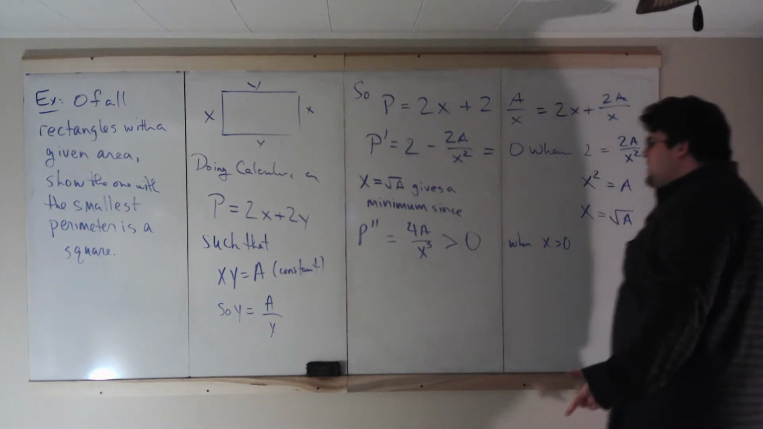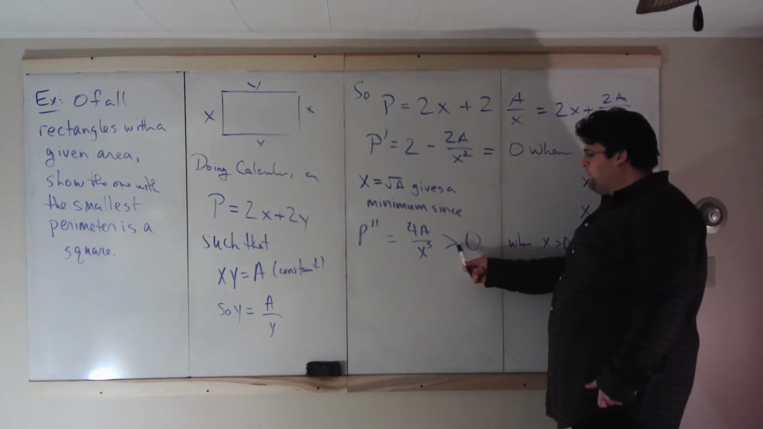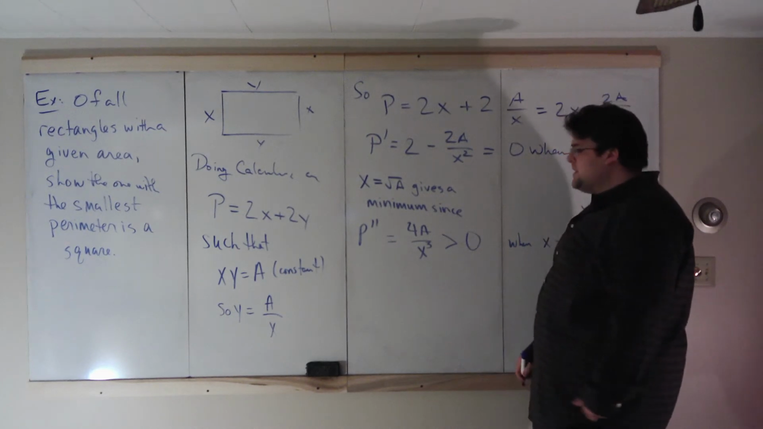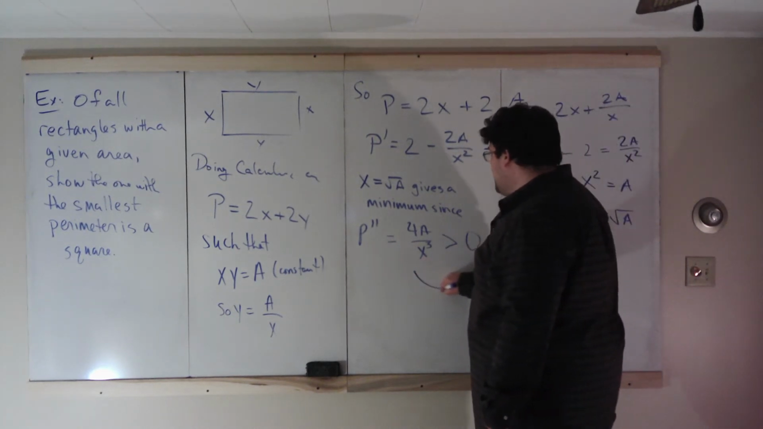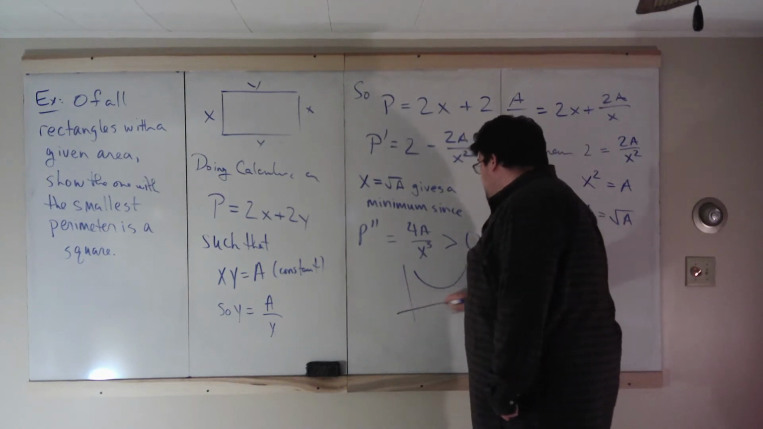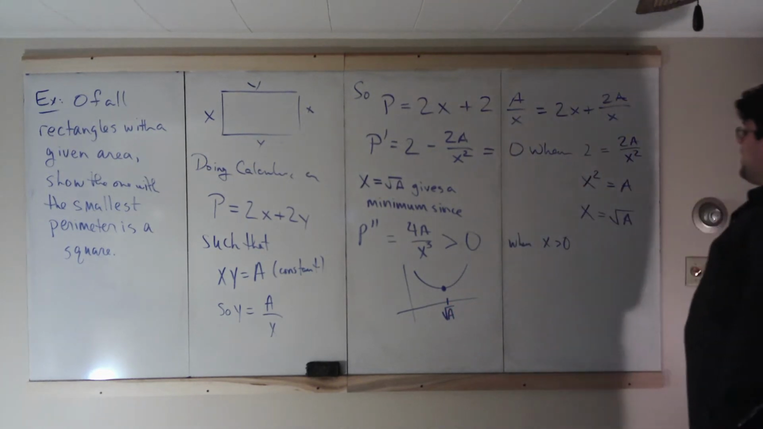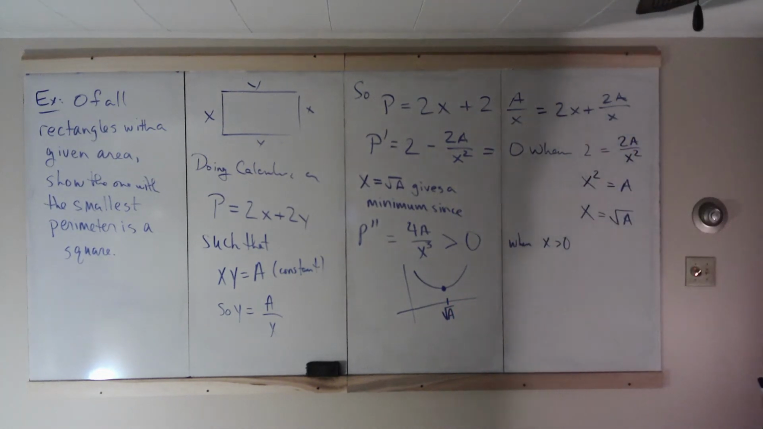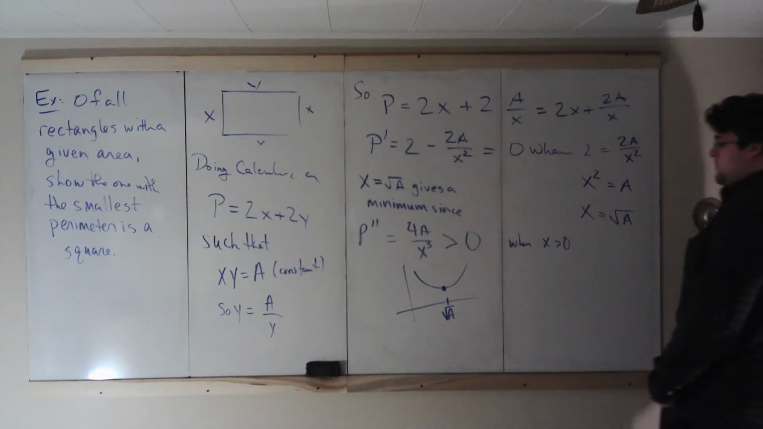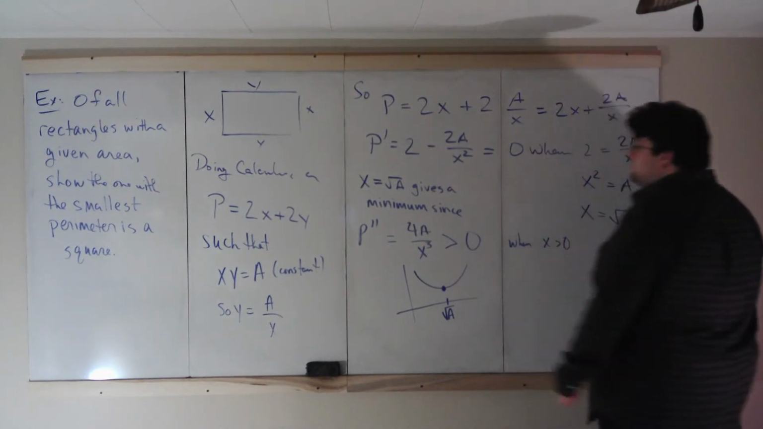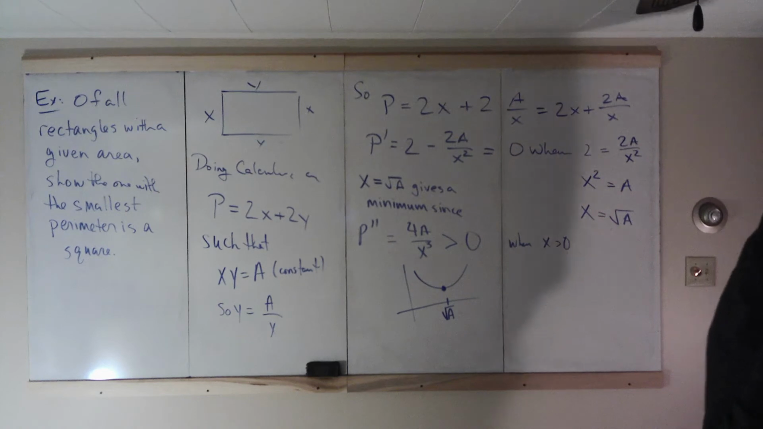Now, why does this give a minimum? Well, this tells us the second derivative is positive. The function is always concave up, which tells us that our critical point that we found corresponds to a minimum. It's always concave up.